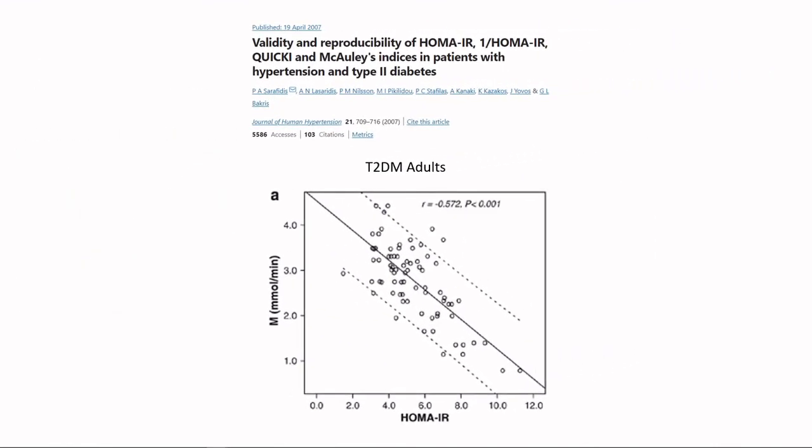This final study investigated adults with type 2 diabetes and compared different markers of insulin sensitivity with the gold standard hyperinsulinemic euglycemic clamp. Specifically, the investigators used the M value of the clamp, which is the total body glucose disposal rate and is a marker of insulin sensitivity. Below is the graph comparing M value to HOMA-IR. HOMA-IR was the most correlated marker of the M value, and it had a correlation coefficient of 0.572.